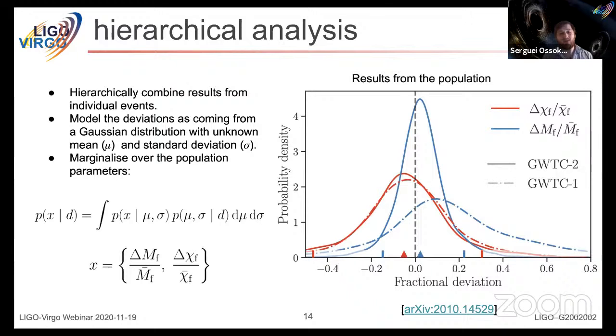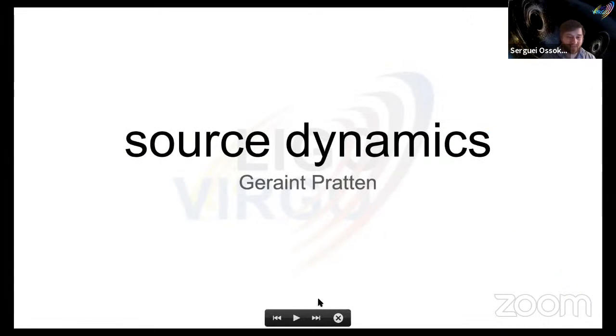Just to conclude, I would say that we find that general relativity is completely consistent with the results of our IMR consistency test. And now I'm going to pass it on to Geraint, who is going to describe source dynamics.